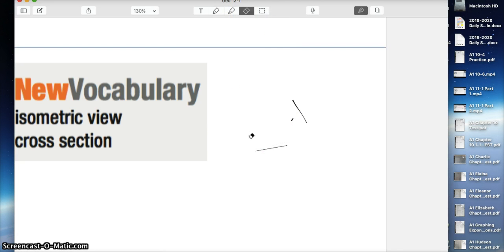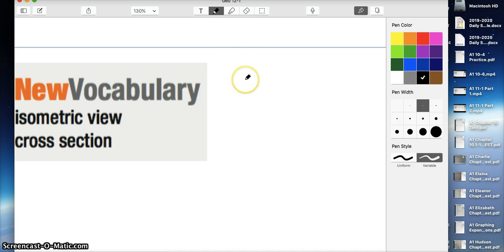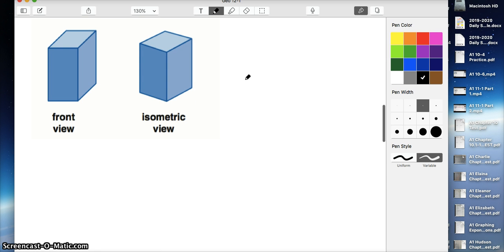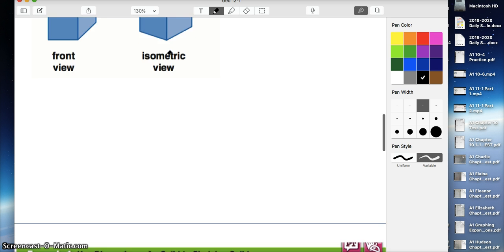And I'm going to take my terrible drawing off the screen. And then an isometric view is best described by this picture. So an isometric view, this is more of a front view. Isometric view is when you have kind of a corner point view, when you're looking at a particular three-dimensional figure from a corner point. We're going to practice drawing that today.